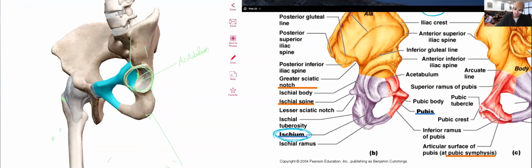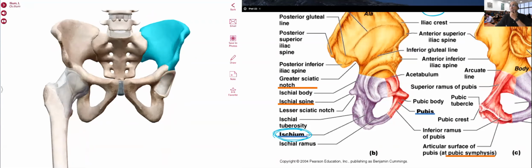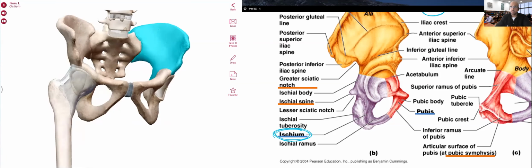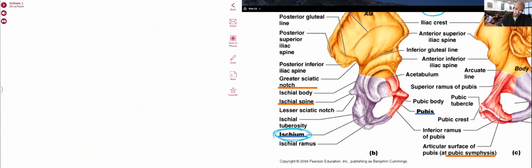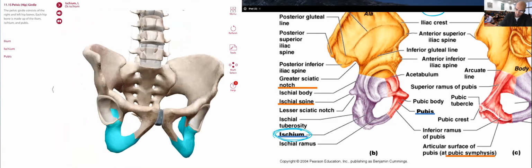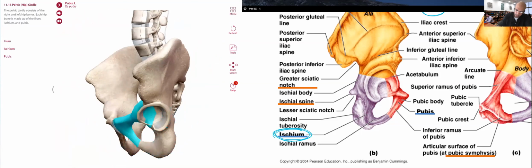So again, what are the three bones here forming the coxal bone? What do we call this first one? Ilium. How about this one on here that we're sitting on right now? Ischium or ischial bone. And the third one is going to be my pubis or pubic bone. So ilium, ischium, and pubis.